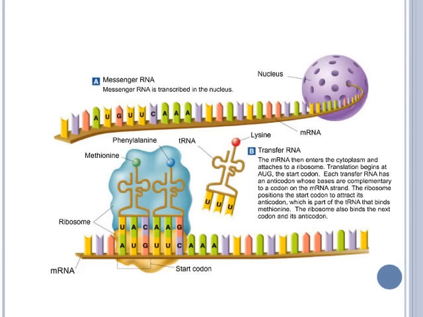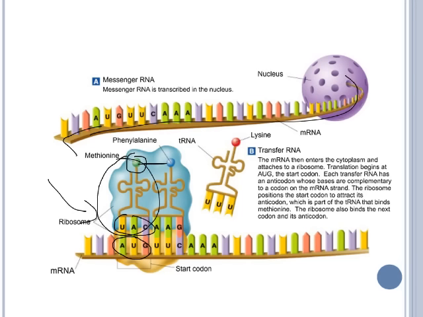Let's look at this whole process in one more picture to make sure we're okay. After I do transcription, mRNA leaves the nucleus and binds to my ribosome. Each tRNA anticodon is going to bond to the appropriate codon, bringing in the correct amino acid. I'll form peptide bonds between these amino acids.